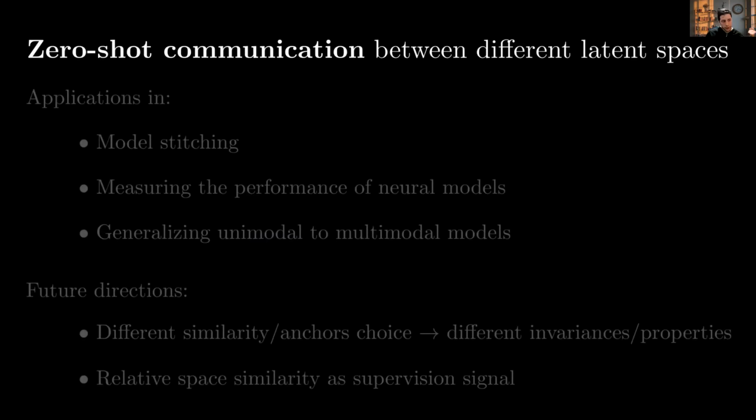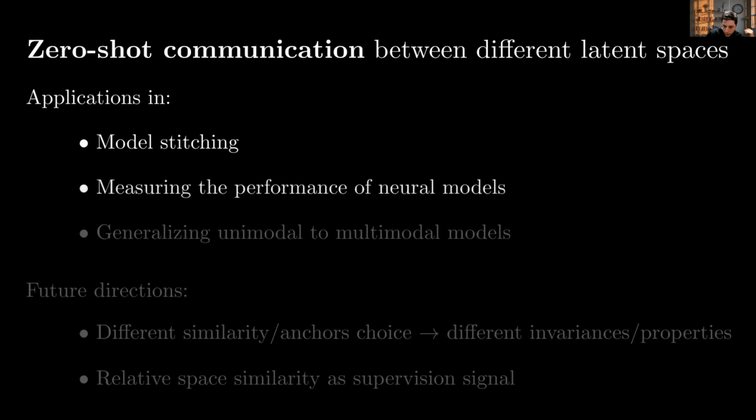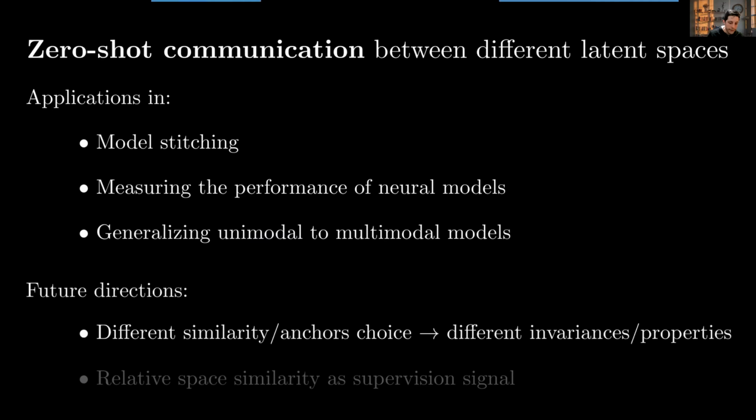So basically, to conclude, we show that zero-shot communication between different latent spaces is possible, and it finds application in model stitching, in measuring the performance of neural models if we are given a reference model, and in generalizing unimodal to multimodal models. And there are many further directions to explore. For example, defining different similarity or anchor choices may induce different invariances or properties to a representation that might be very suitable to other tasks or other contexts.